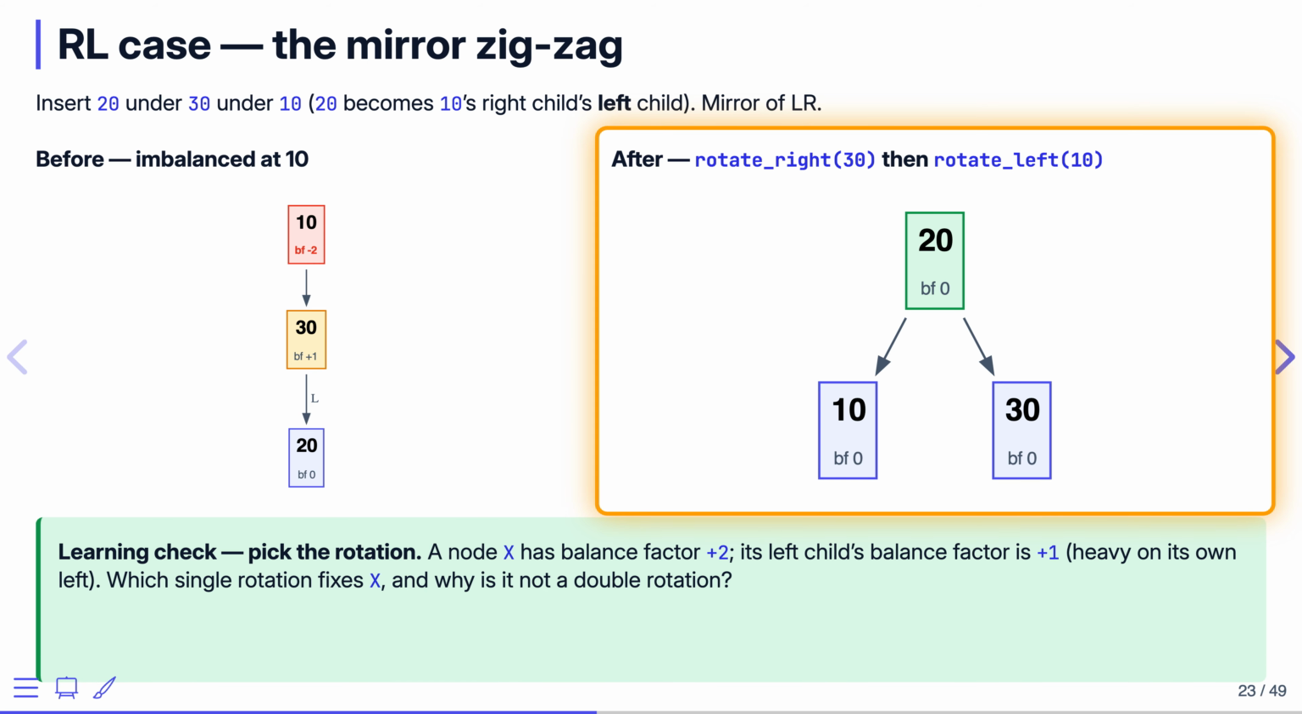First we rotate right at 30, which straightens the zigzag. Then we rotate left at 10, the same fix as the RR case. 20 ends up at the top, with 10 on its left and 30 on its right.